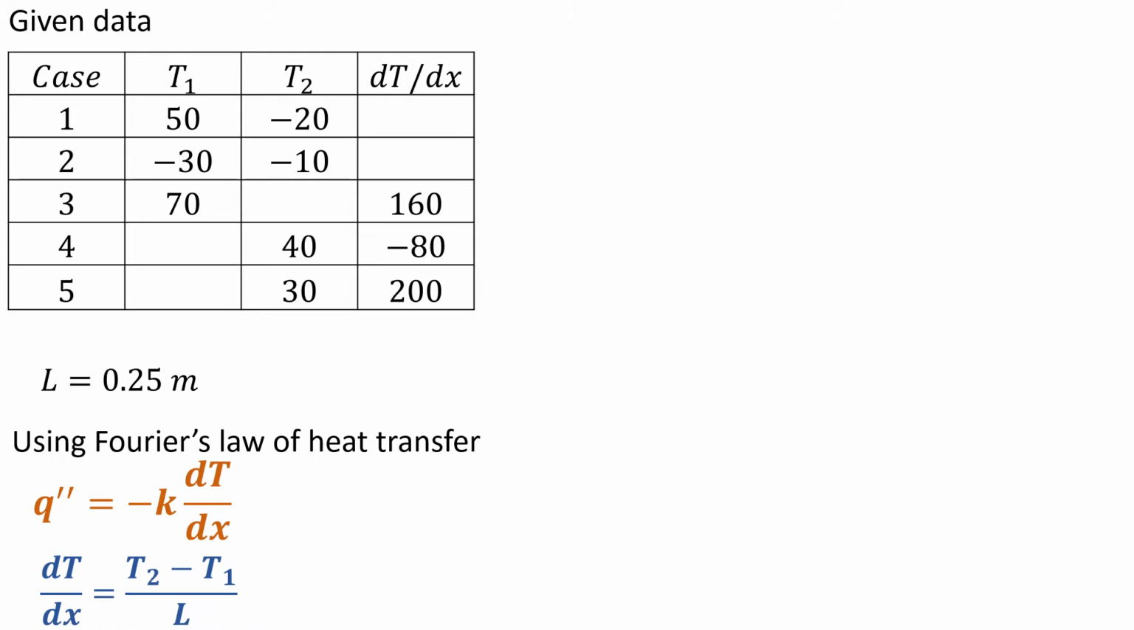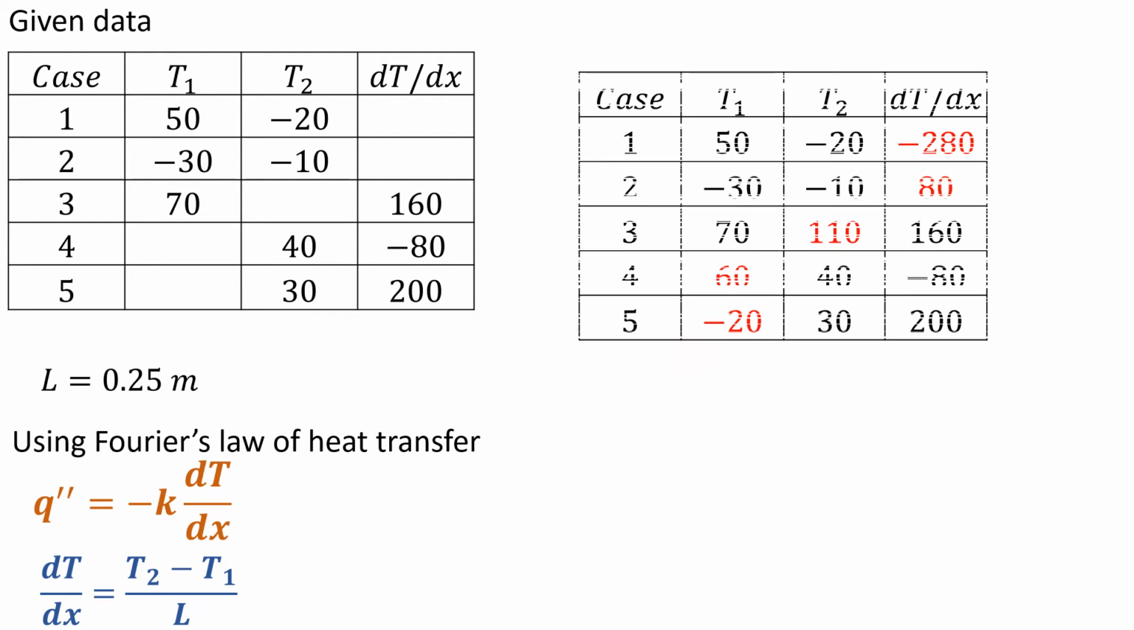It's up to you whether you take T1 minus T2 over L or T2 minus T1 over L. It's up to you, but it is recommended to use dt by dx equal to T2 minus T1 over L. So by solving this equation, dt by dx is equal to T2 minus T1 over L, for each of the 5 cases.